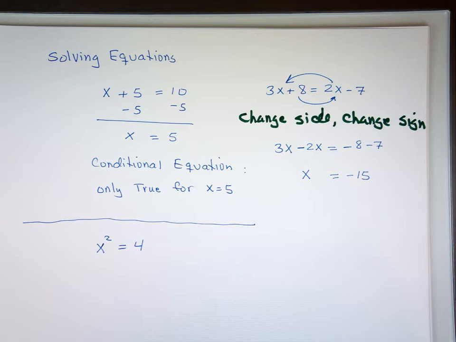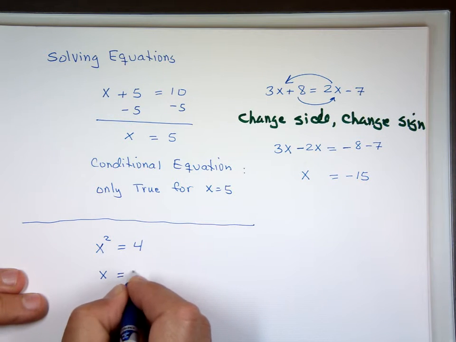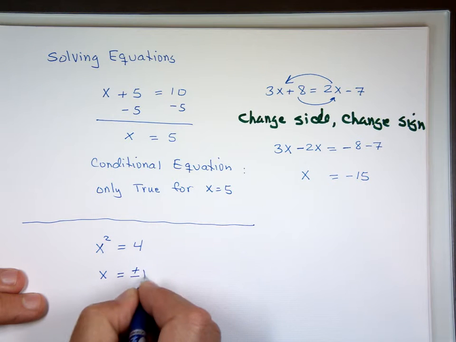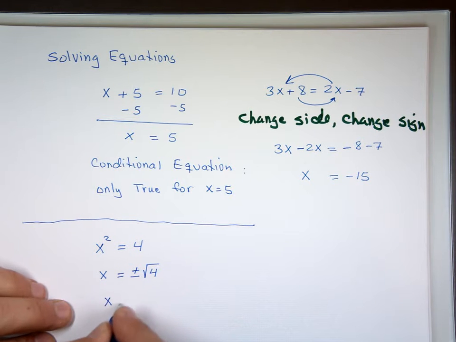There are lots of ways of solving this problem. One method we know from algebra is called the square root method. Remember the square root method? If you have something squared equals a number, that something, which in this case is x, must equal plus or minus the square root of that number. Plus or minus. So that's what? x equals plus or minus 2.